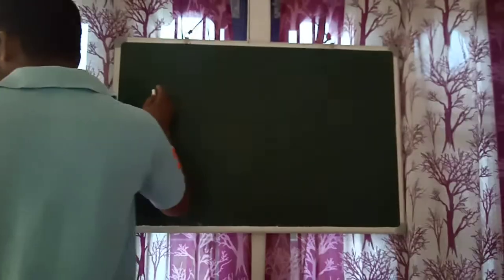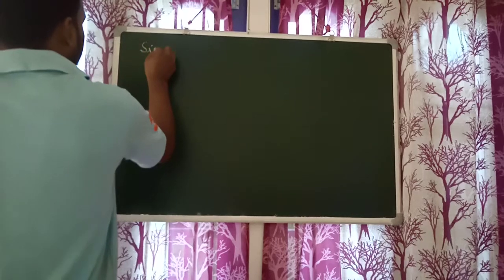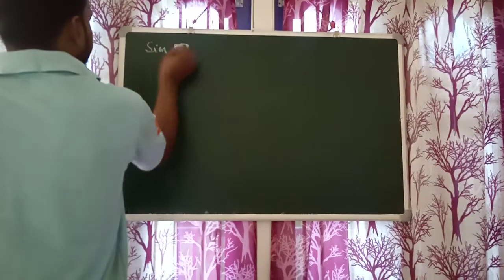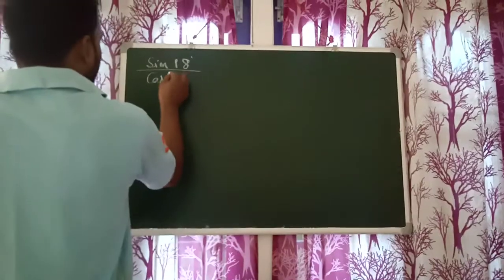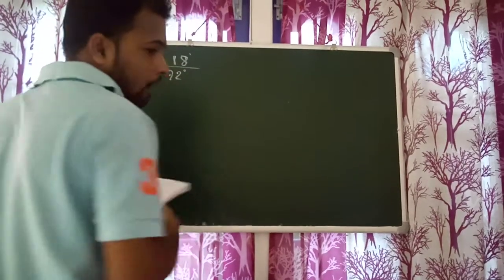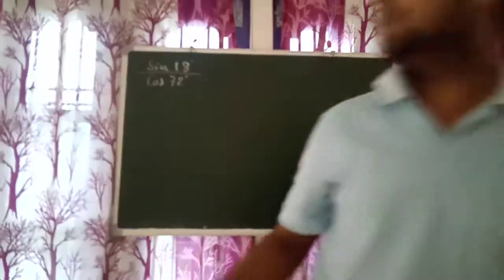Now see, the easiest chapter. See here one question is there. Question number 1: evaluate sin 18 degree divided by cos 72 degree.